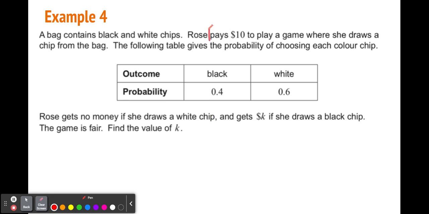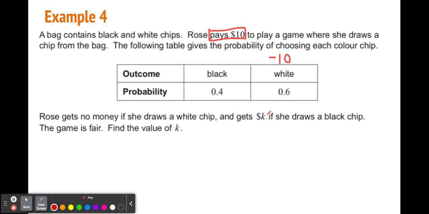The first way is we can take into consideration the fact that she pays $10. So if she pays $10 and she gets a white, she gets no money back. So technically, by getting white, she's losing $10 because she gave $10 and she doesn't get anything back. So this would be -10 for the outcome.